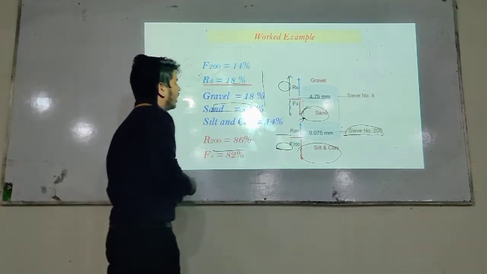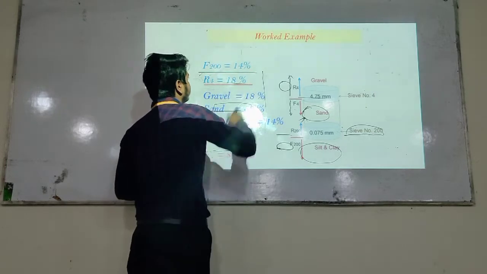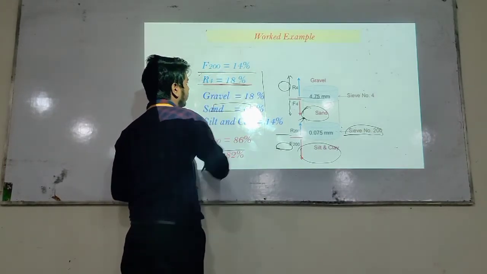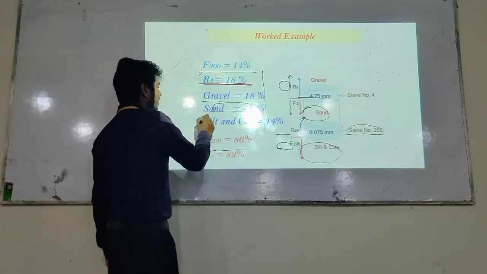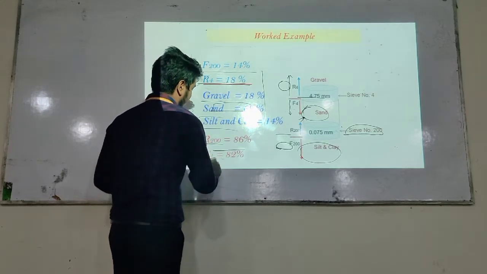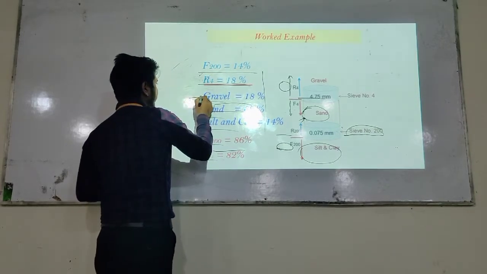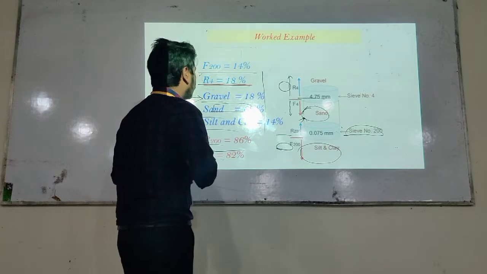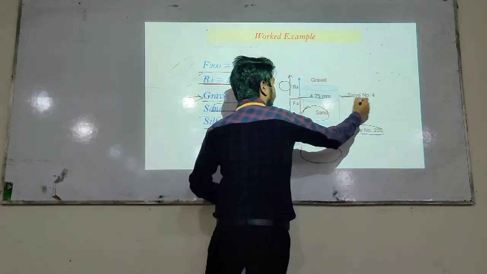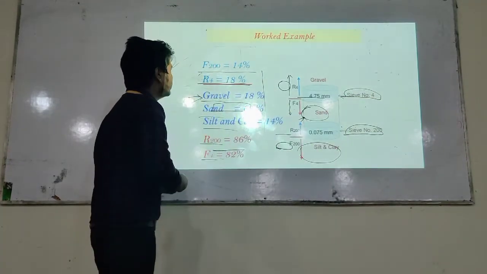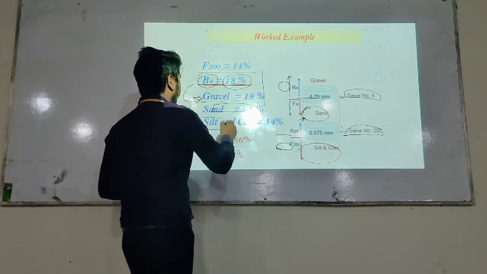Here we can see another term, the naming of the aggregate. Suppose F200 is 40% and R4 is 80%, and we can find the values of gravel, sand, silt and clay, R200 and F4. So firstly we should find the gravel. We already know that particles retained on sieve number 4 are called gravel. That means R4, 80%, is gravel.